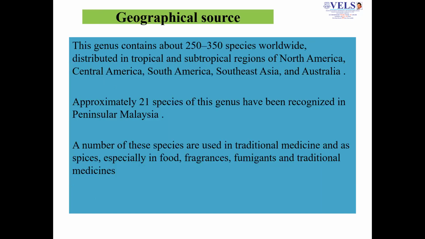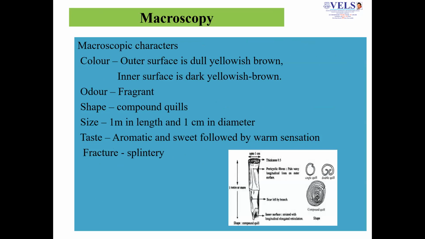Geographical source: the genus contains about 250 to 350 species worldwide, distributed in tropical and subtropical regions of North America, Central America, South America, Southeast Asia, and Australia. Approximately 21 species of this genus have been recognized in peninsular Malaysia alone. A number of these species are used in traditional medicine and as spices, especially in food, fragrance, fumigants, and in traditional medicines.